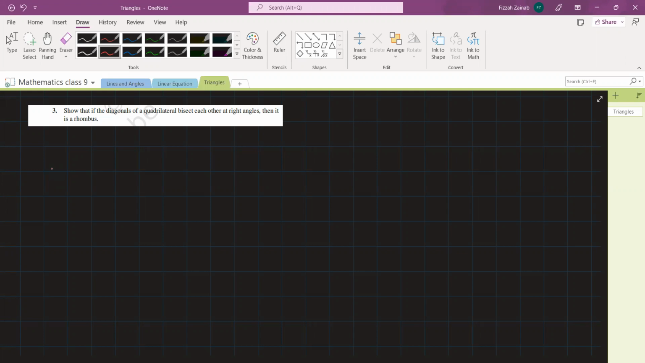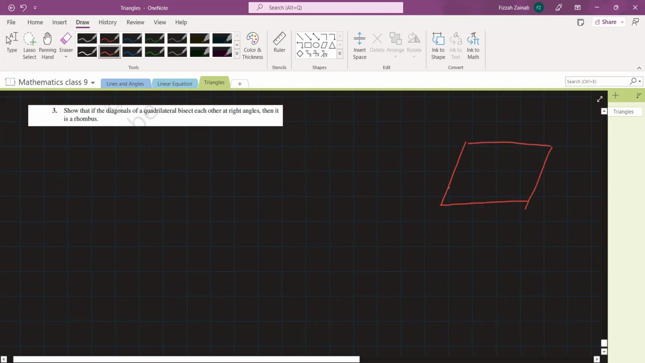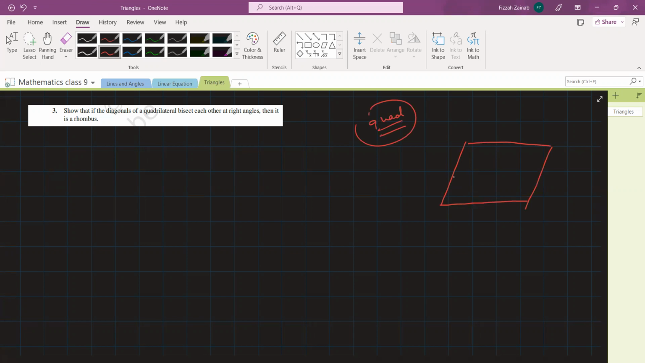Okay, Jocelyn, now look at the question. Show that if the diagonals of a quadrilateral bisect each other at right angles, then it is a rhombus. So now try to understand first of all, don't write. Let's say you have a quadrilateral. It's just a quadrilateral, right? I'm not saying that it's a parallelogram, correct? Let me call it ABCD. It's a rough figure. Just try to understand first of all.